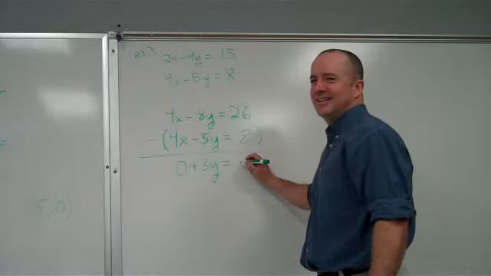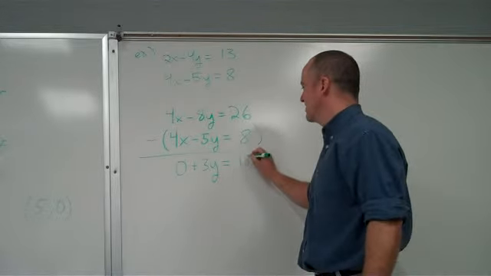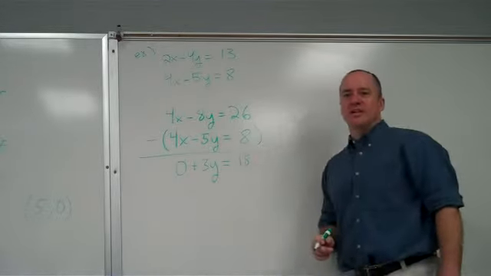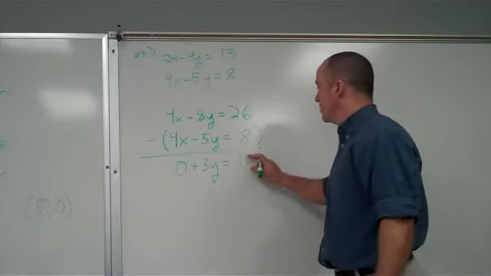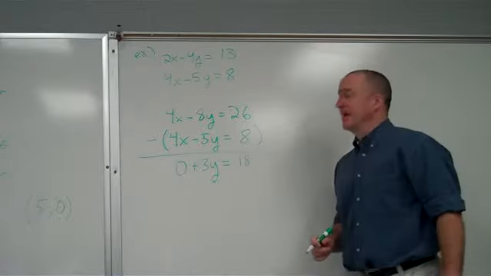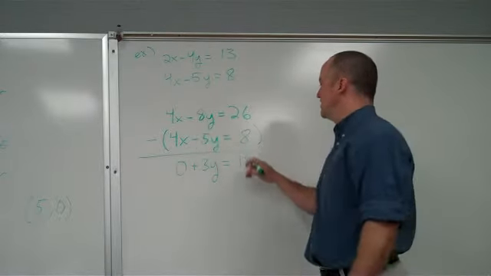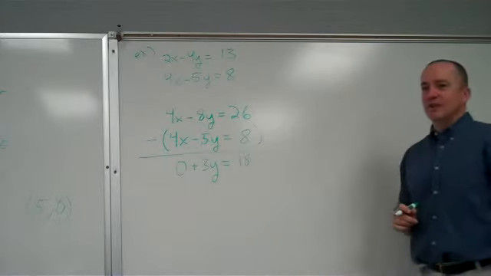Why can't you just do the top by -2 and then add them? You totally can. That'd be perfect. There's nothing wrong with either way. Okay, Micah says 26 minus 8 is 18. Y equals 6. Well, first double check me.